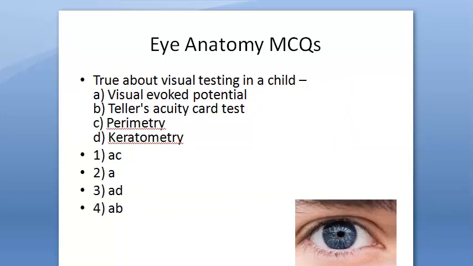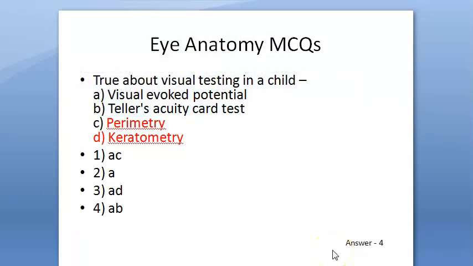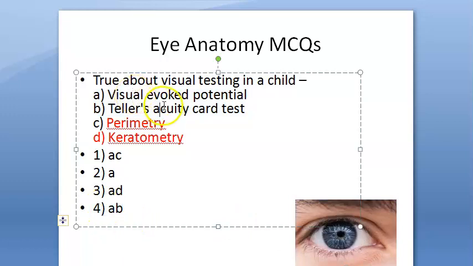True about visual testing in a child, what will you use? Perimetry or keratometry, these don't seem to be right to me. So the answer should be within these two. What do you say? Let's see the answer. Answer is 4, A and B. That is visual acuity and visual evoked potential, right? A child cannot obviously do perimetry, and keratometry is to measure the curvature of the cornea. So answer is A, B.